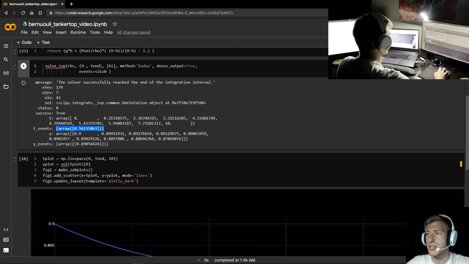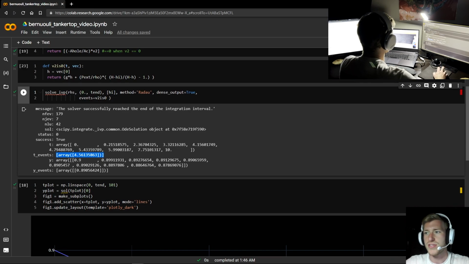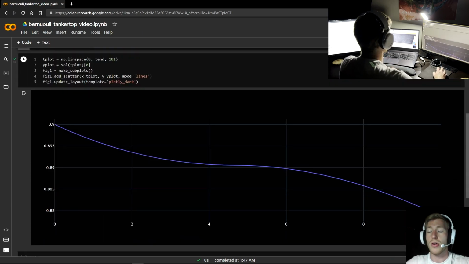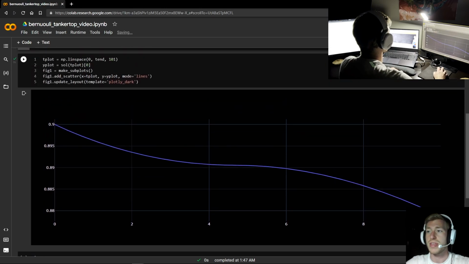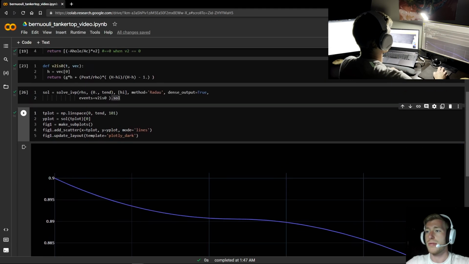It says reach the end of the integration interval. It didn't say iteration interval, so I think that means it did its job. So I'll undo that, put those back, and we'll graph it, and hopefully it will just be a nice gentle curve until right here, and then it will stop. So we'll see what that looks like right now. It did not do that.